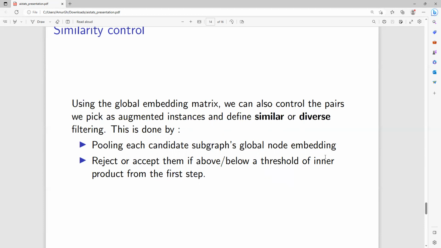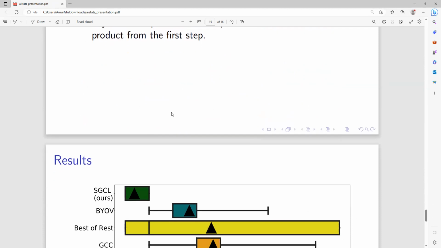Or if they're very different, i.e. the normalized inner products are far from one, then they're very different from each other. Again, you could either accept that or you could accept the similar one. And we find that similarity filtering is actually a lot better. Again, results are in the paper.